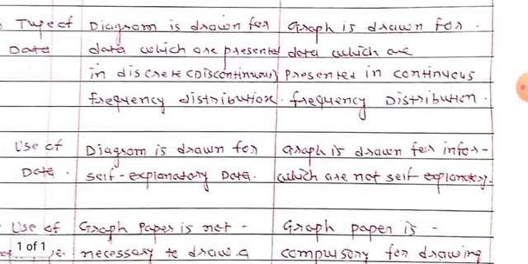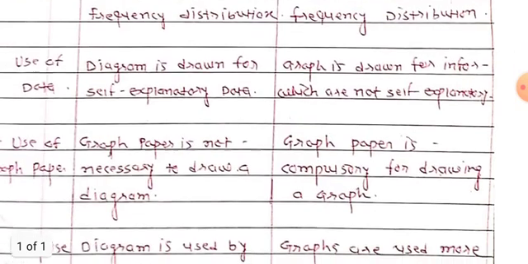As discussed in the point, diagram also is drawn for the data which are presented in discrete, or we can say discontinuous frequency distribution, and its example is already discussed in previous session itself, while graph is drawn for data which are presented in continuous frequency distribution. An example of continuous frequency distribution we already discussed in previous session.